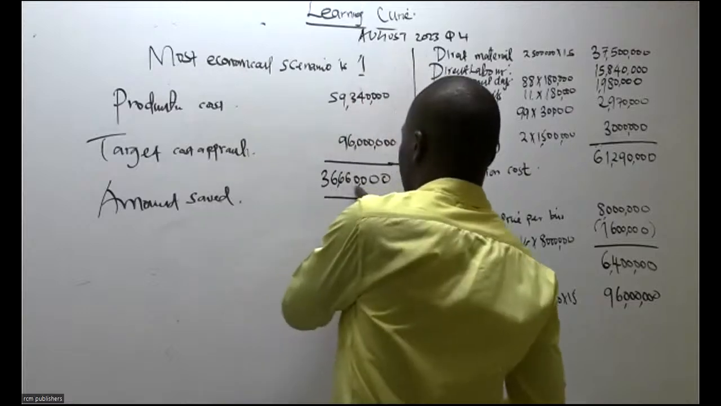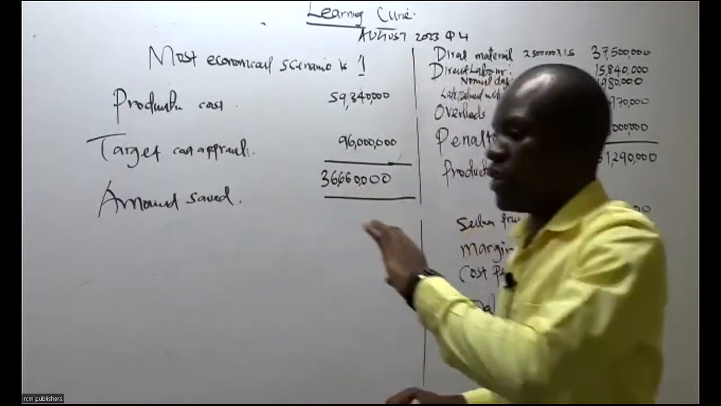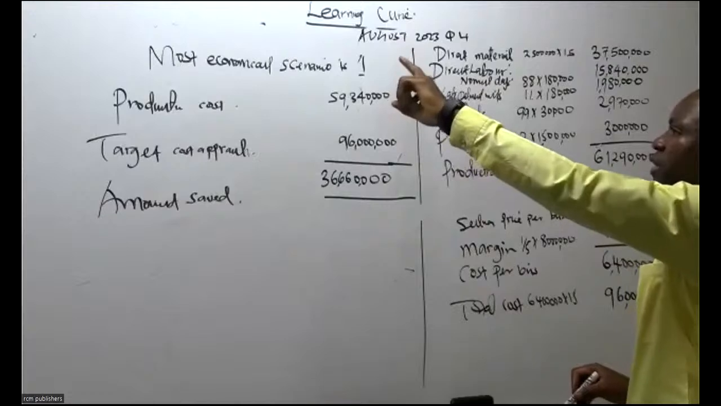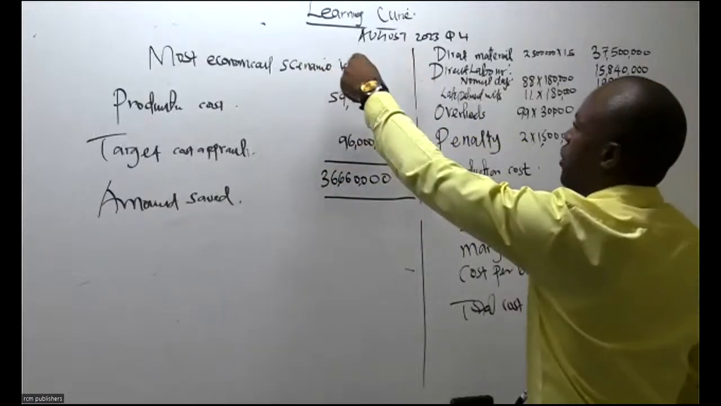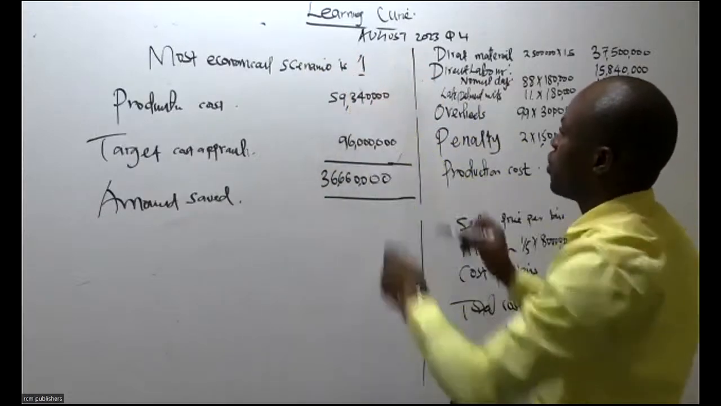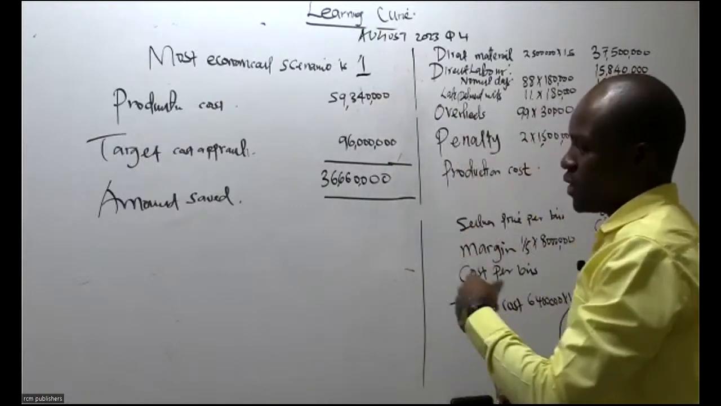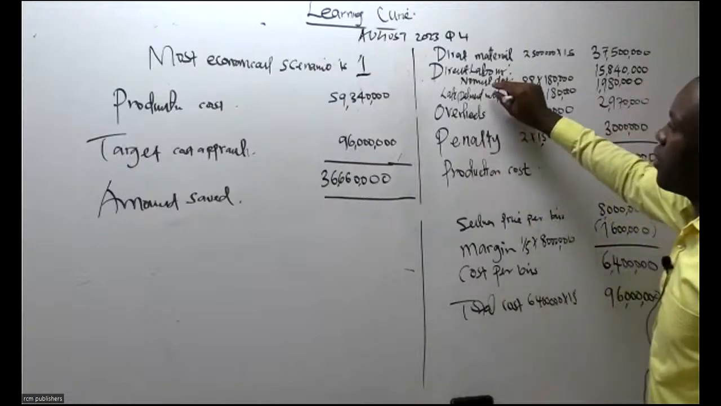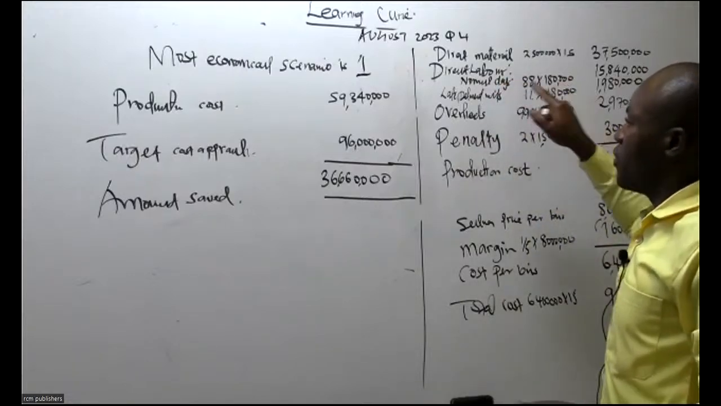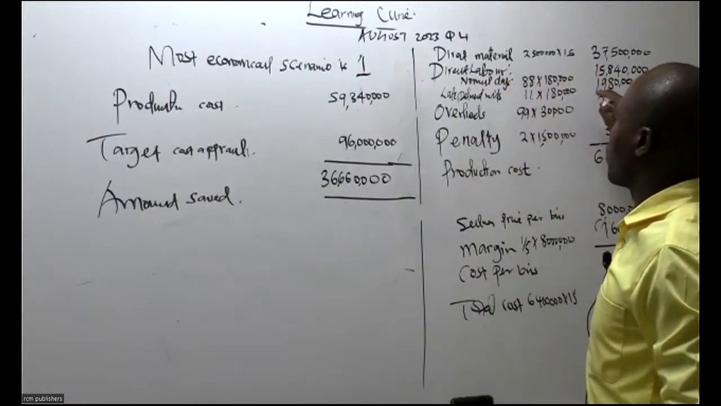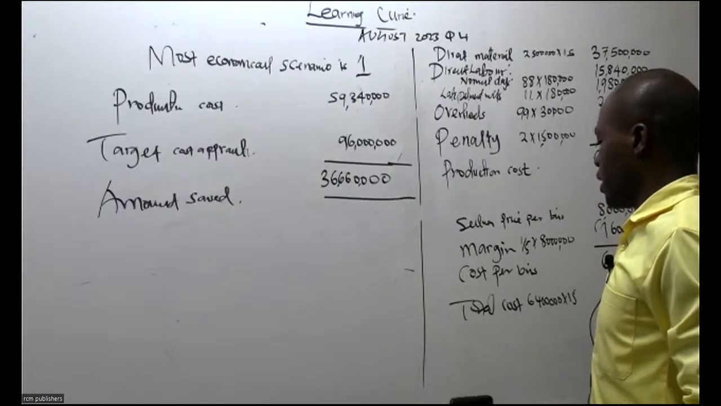So that is what they are going to save. That's the amount saved if they use scenario 1, which is the most economical. As you've seen, all this was revolving around the learning curve. You first use the learning curve to get the days, to be able to get the direct labor cost. Then you use it to get the costing.